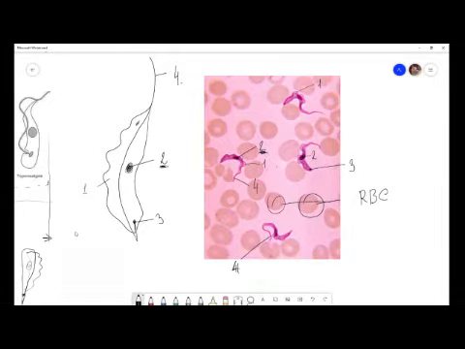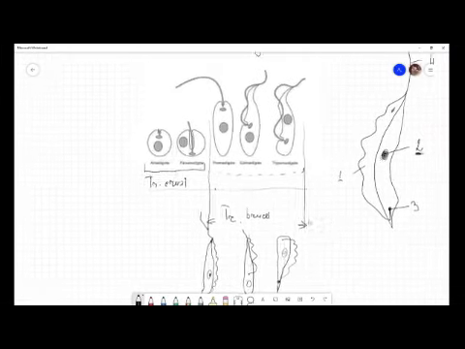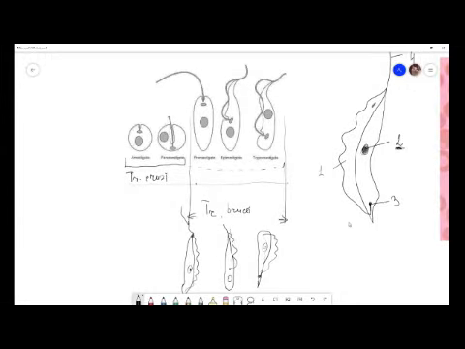The next thing you must know is the life forms of Trypanosoma. This organism needs to change its life form.